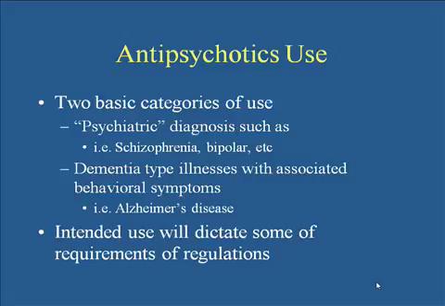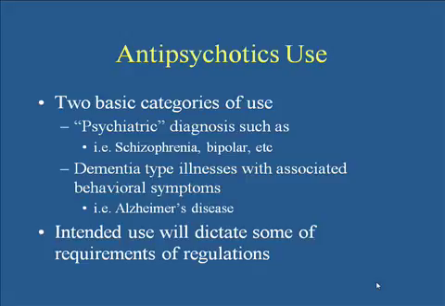So there's basically two general categories of use for antipsychotics. The true, and I hate to use the term, but the true psychiatric diagnoses, such as schizophrenia, bipolar affective disorder, depression with psychotic features, various what we would call psychiatric diagnoses, is one category of use. And then the other major category of use, primarily in older adults, is dementia-type illnesses with associated behavioral symptoms. An example of this would be Alzheimer's disease.